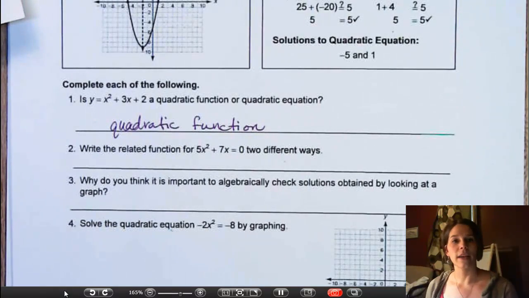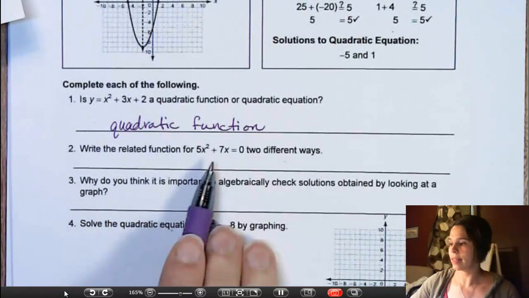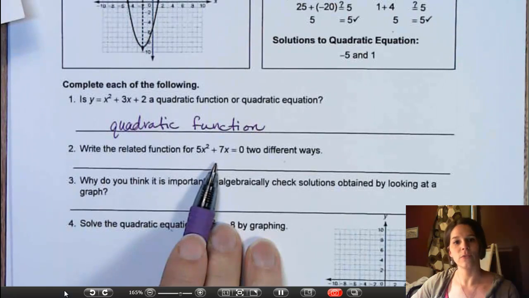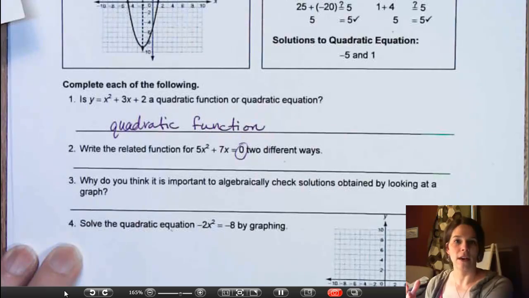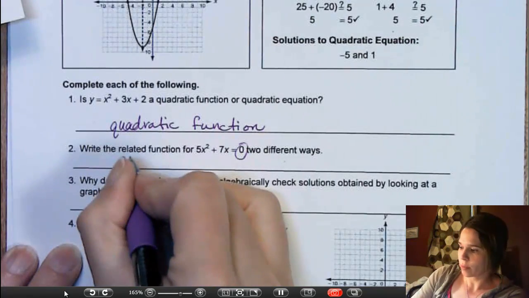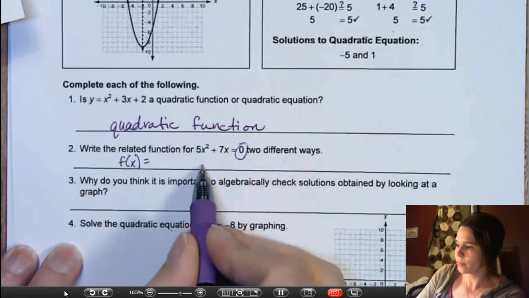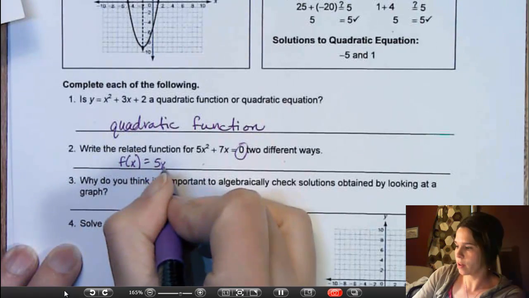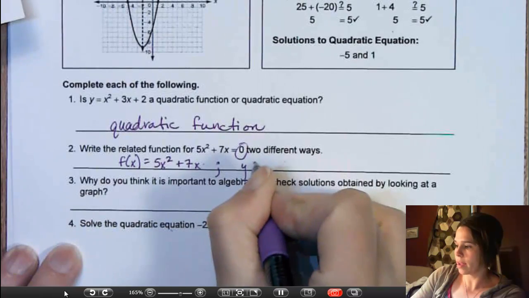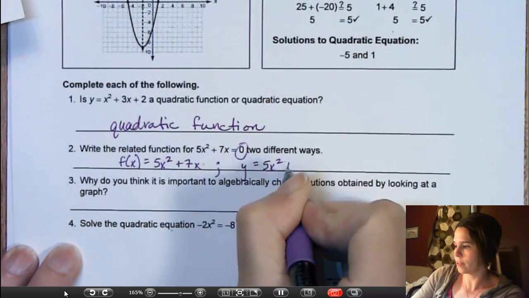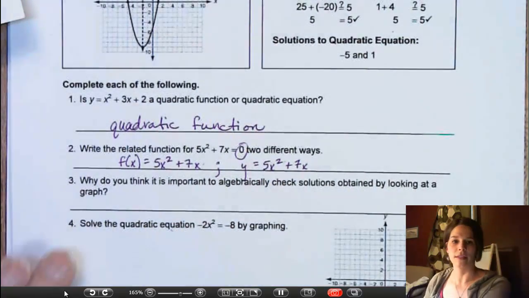Alright, we need to write the related function two different ways. This is an equation, a quadratic equation. We need to write the function. Very easy. I'm just going to replace this 0 with f of x and with y. So I'm just going to say f of x is equal to 5x squared plus 7x. And I'm going to say y is equal to 5x squared plus 7x.